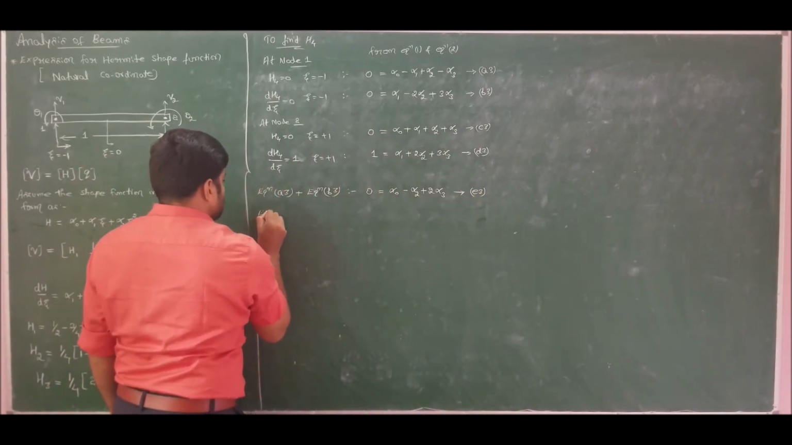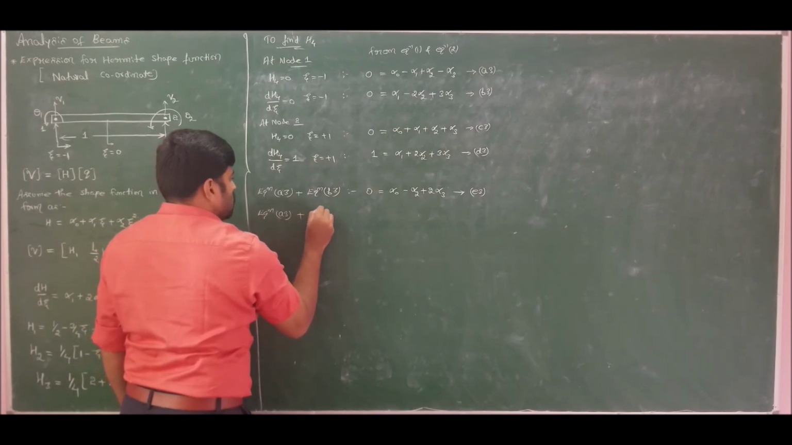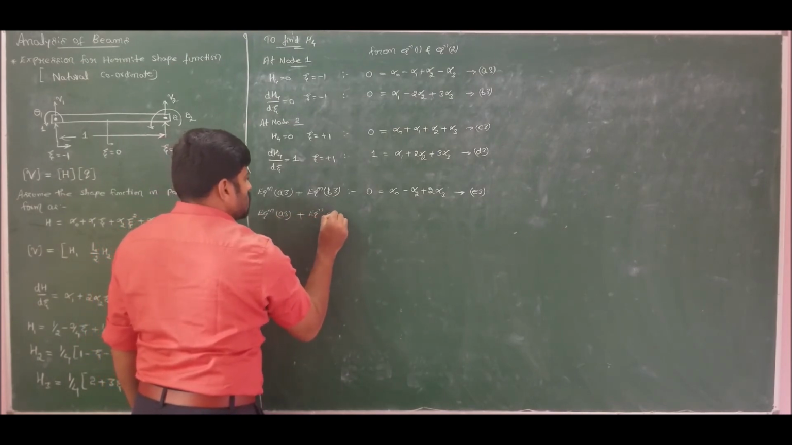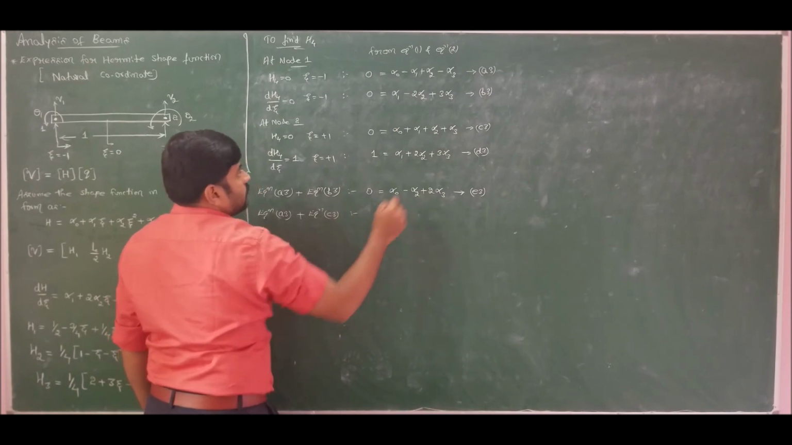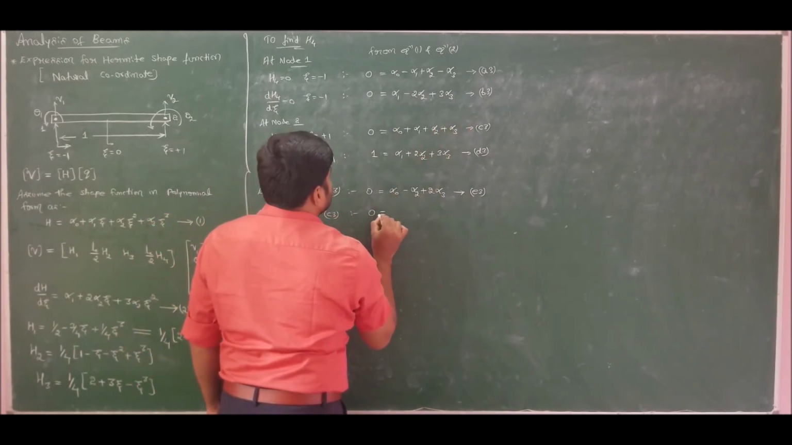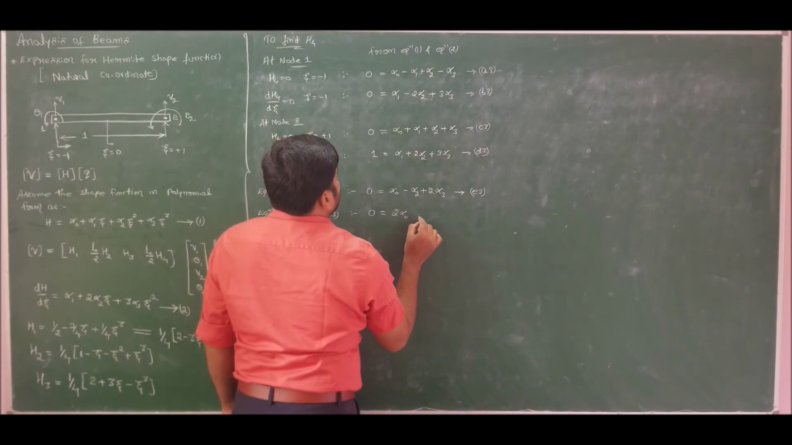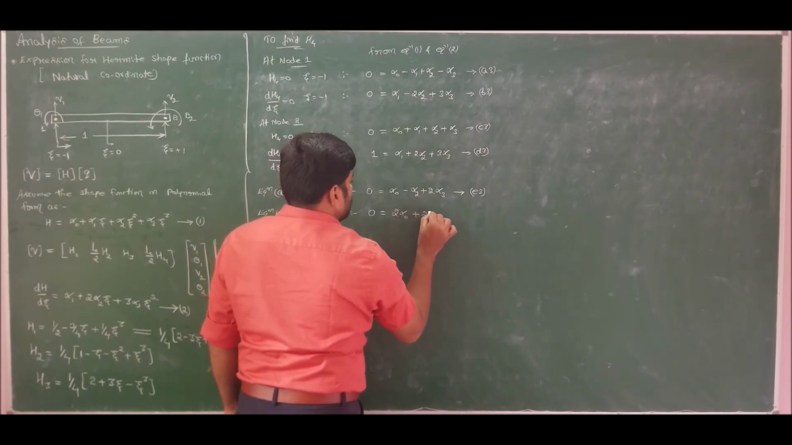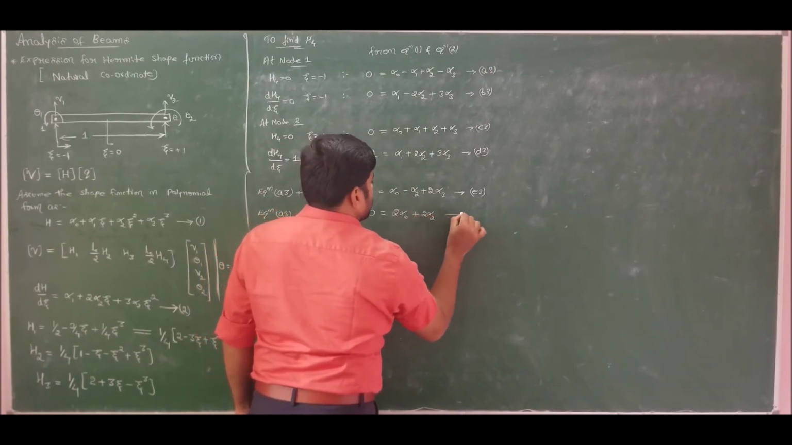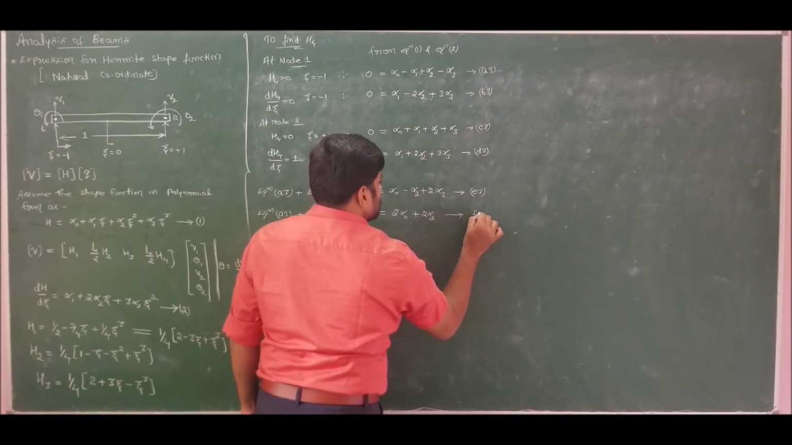Next, equation A3 plus equation C3 which gives us 0 is equal to alpha naught plus alpha naught is 2 alpha naught, alpha 1 will get cancelled, plus 2 alpha 2, alpha 3 will get cancelled. Take it as equation F3.